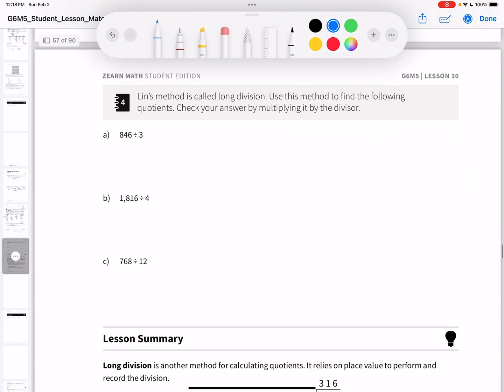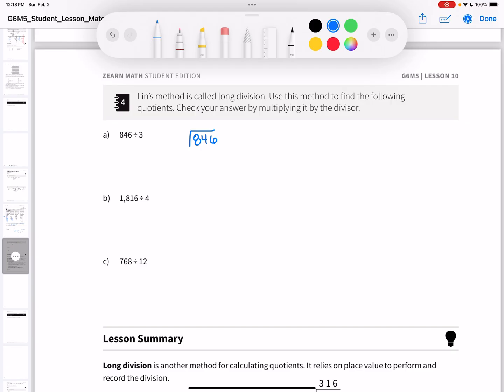All right. Lynn's method is called long division. Okay. Use this method to find the following quotients. Check your answer by multiplying it by the divisor. All right. So here we go. We're going to do the first one.